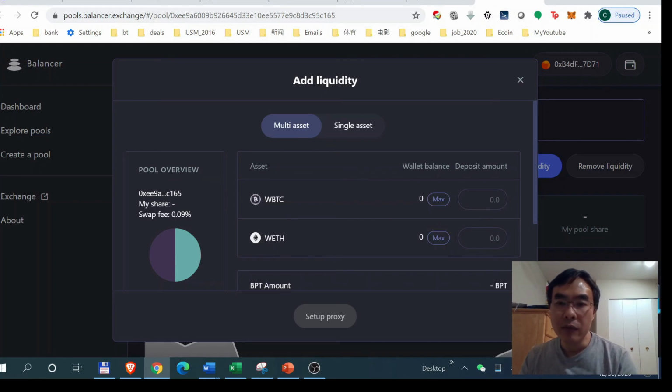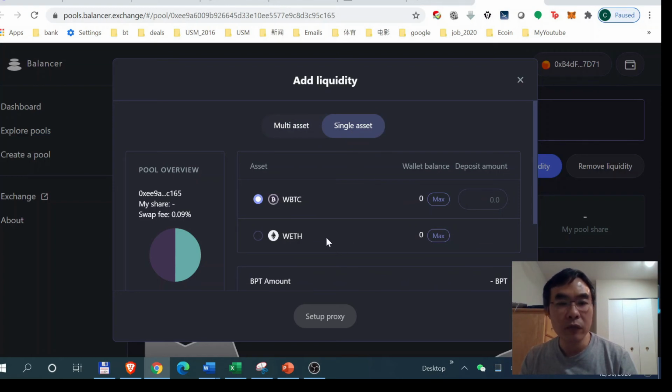So, and then say if you want to put one Ether in there, then your wallet should have this amount of Bitcoin in your wallet. But there's another button here, single asset. You can also deposit a single asset in there. For example, if you have one Bitcoin, you can put one Bitcoin here, and then Balancer will automatically convert 50% of your Bitcoin into Ether and then deposit in this pool.